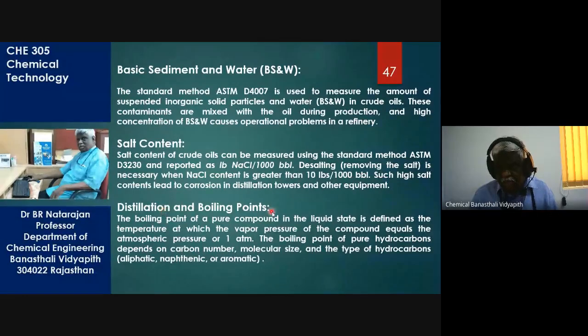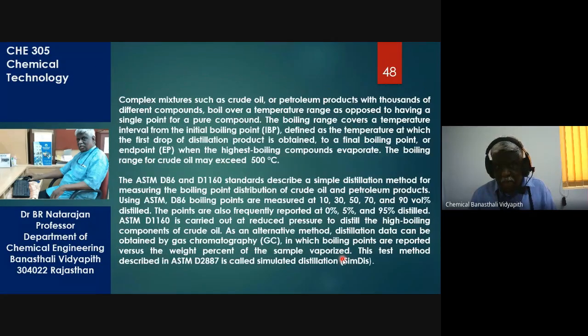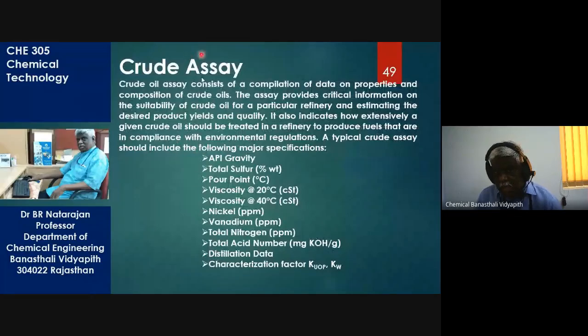Then a series of distillation experiments is carried out to measure different boiling points, to determine the refining procedures, and these are all done by various laboratory methods, and you get a list called crude assay. It is like, when you go for a comprehensive health checkup, you get a printout of your BP, fat content, lipids, all those values. Similar to it, it is like a survey of the crude oil.